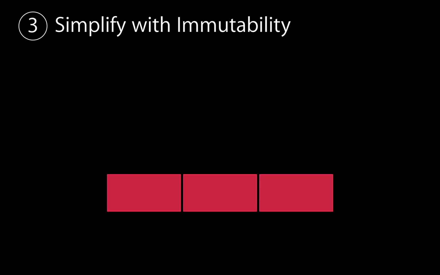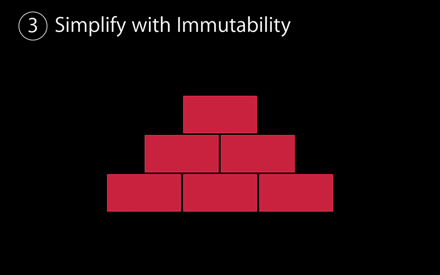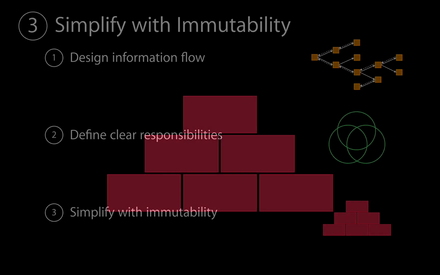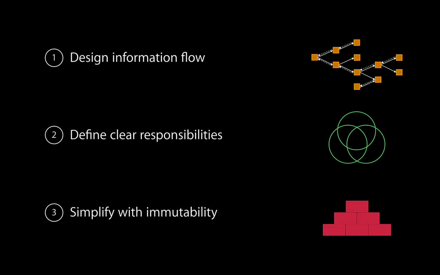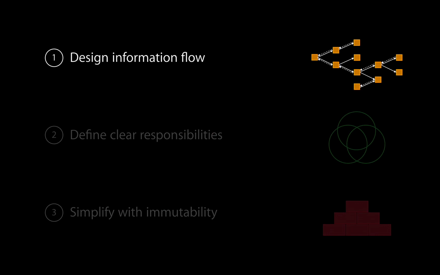And finally, when the very ground seems to be shifting out from under you, we're going to take advantage of immutability and in particular, some new features of Swift to really get a handle on things. So those are the big concepts for today. And we'll start by talking about designing information flow. Now, much of the complexity in a modern application is really just shuffling information and events around.